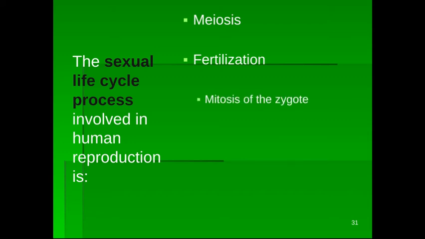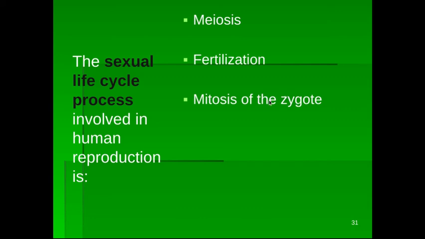Now, because we're talking about the sexual life cycle process, we do have to remember it's involved in human reproduction. And there are a couple parts with that. There's meiosis, where we make our sperm and our egg. There's fertilization, where they come together. And once they come together, they're at that diploid number. Once we've had the haploid and a haploid come together, we're back up to our diploid number, and then we begin the regular process of mitosis.